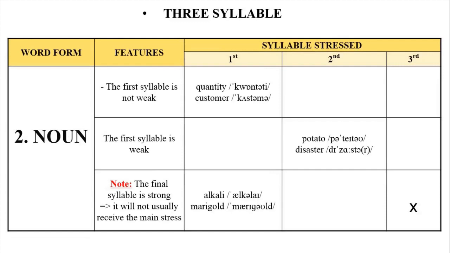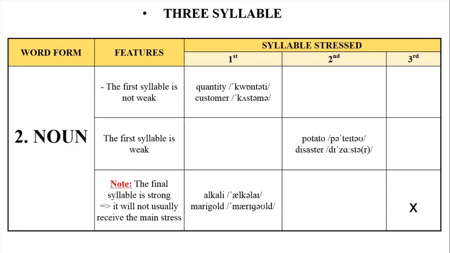Nouns require a slightly different rule. The general tendency is for stress to fall on the first syllable unless it's weak. For example, quantity and customer. And in words with a weak first syllable, the stress comes on the second one. Thus, we have potato and disaster.